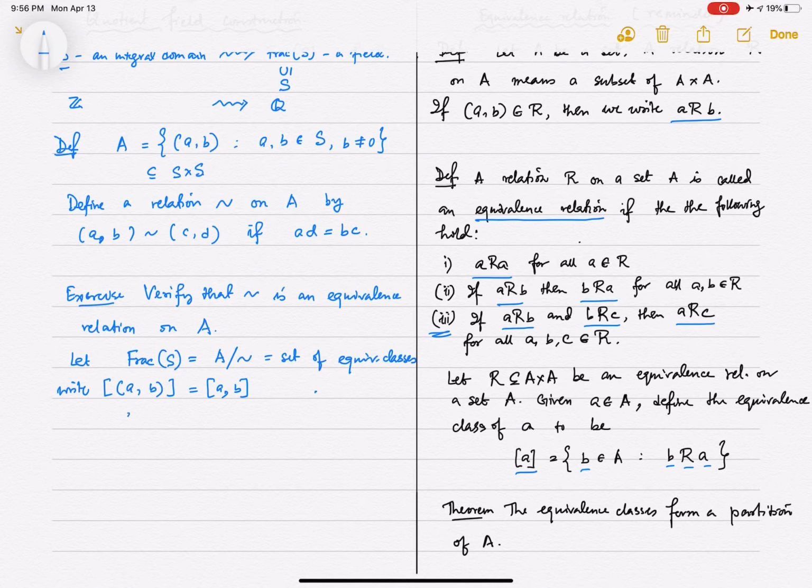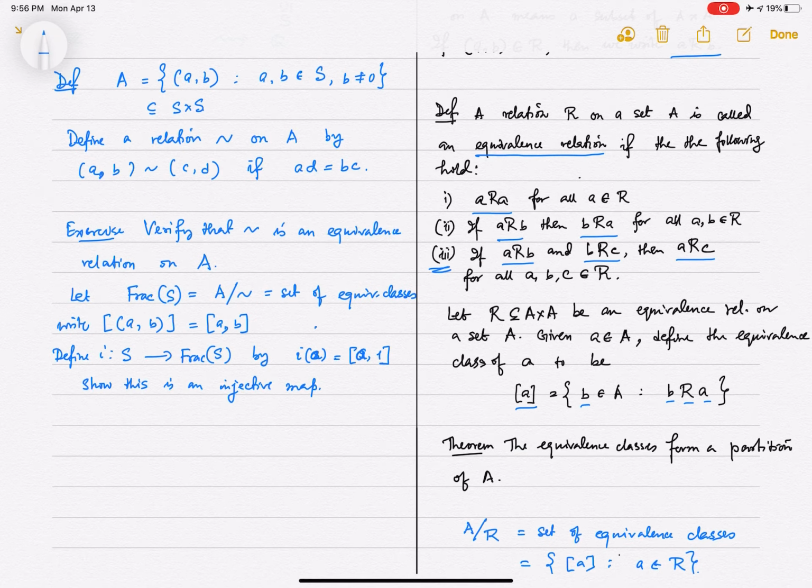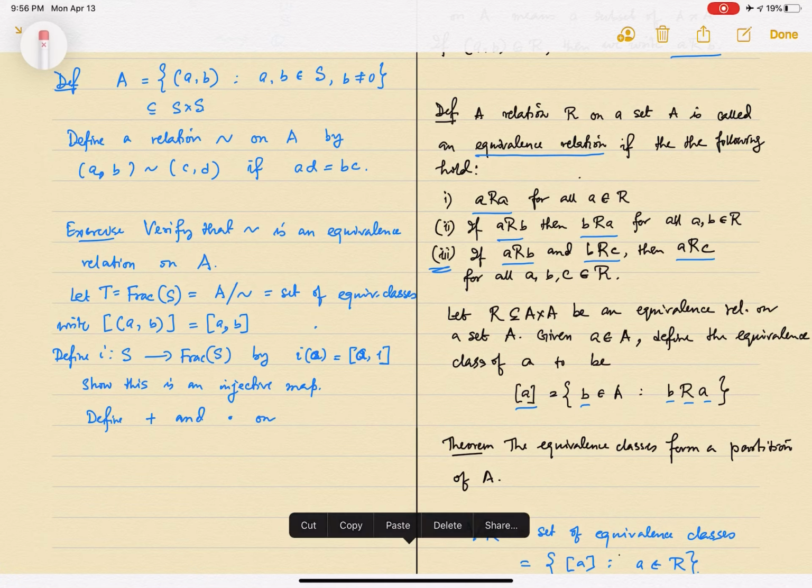First thing I'll do is identify S inside frac S. You need to identify a number, an element A, with the number A over 1. So A comma 1 in square brackets. Show that this is an injective map. So there are lots of little exercises to be done, but they're all straightforward. And now you define plus and dot on this frac S. Let's give this frac S a name, K maybe. K is a good name for a field.